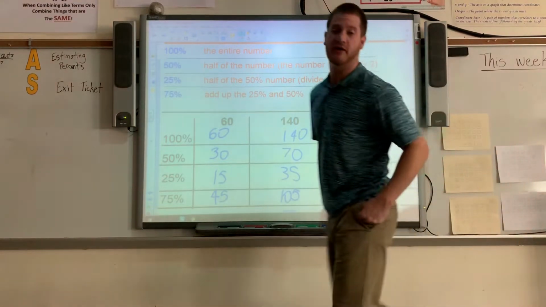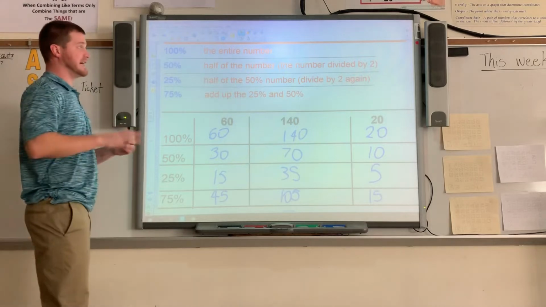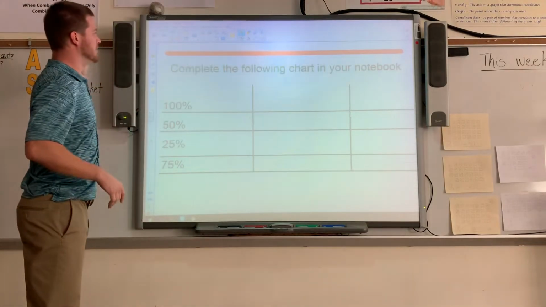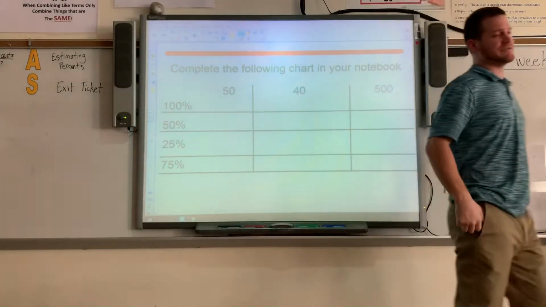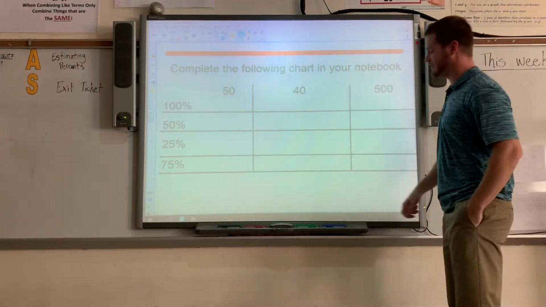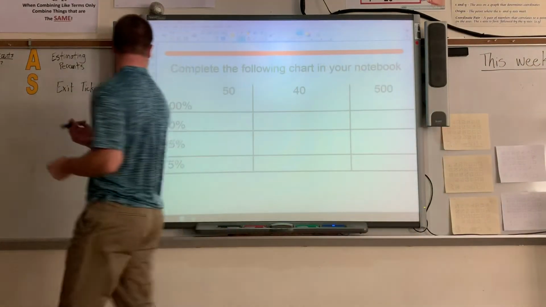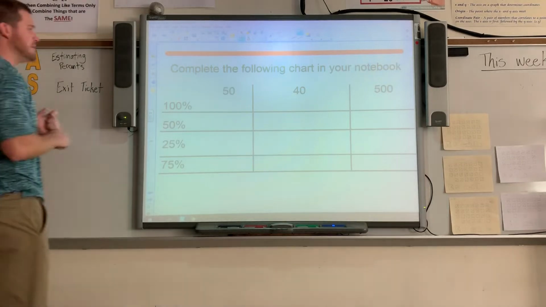If you don't have all that written down in your notebook, please pause it. Write down as you go before we move on to the next slide. Okay, we're moving on. Try these real quick on your own and check your work. Pause the video, check your work before I go over it here in the next couple seconds. All right, we're moving on.